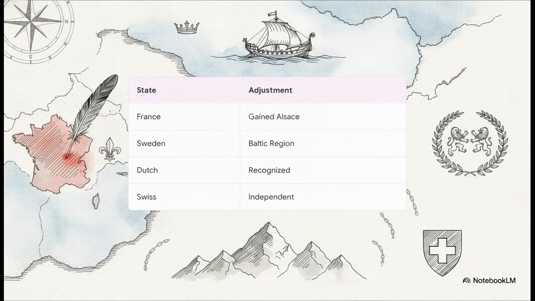France gained parts of Alsace, solidifying its influence on the continent. Sweden received critical territories along the Baltic coast, which elevated it to a dominant regional power. Meanwhile, the Dutch Republic, after 80 grueling years of struggle, was finally formally recognized as an independent, sovereign nation. Switzerland, too, was confirmed as completely independent from the Holy Roman Empire. These weren't just arbitrary lines drawn on a map anymore. This was the solidification of hard borders and newfound independence.